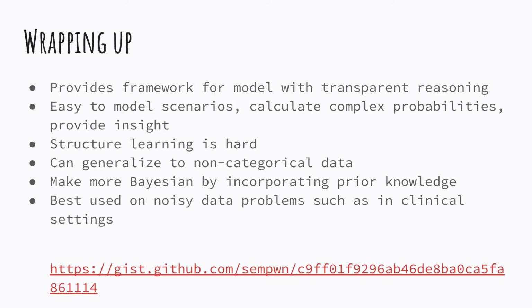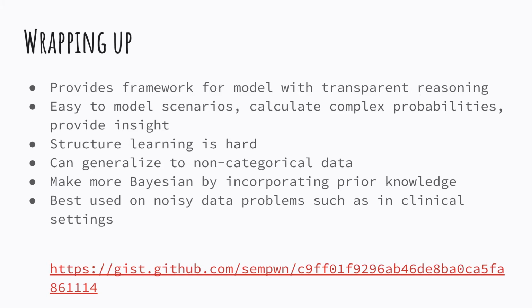So wrapping up, one of the main advantages of this is it provides a framework for a model with transparent reasoning. You can see why a model is making a prediction because it's associating these variables together to say there's a probability of an outcome because of these other outcomes. It's easy to model these scenarios. It's easy to calculate complex probabilities. So if you have some evidence and you want to calculate some complex result, and hopefully to provide insight.